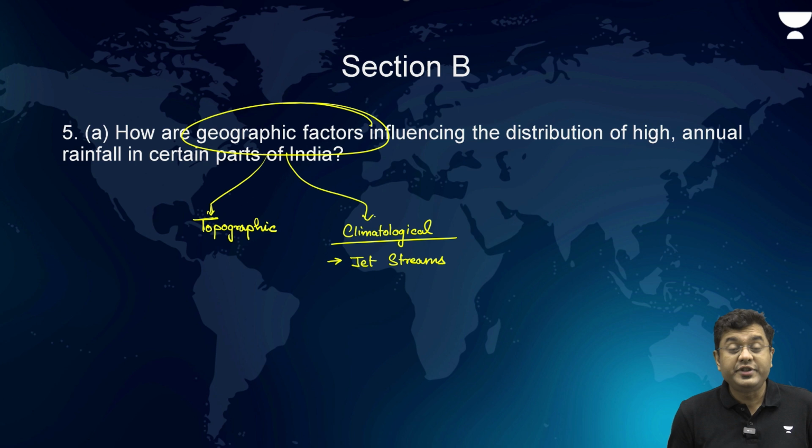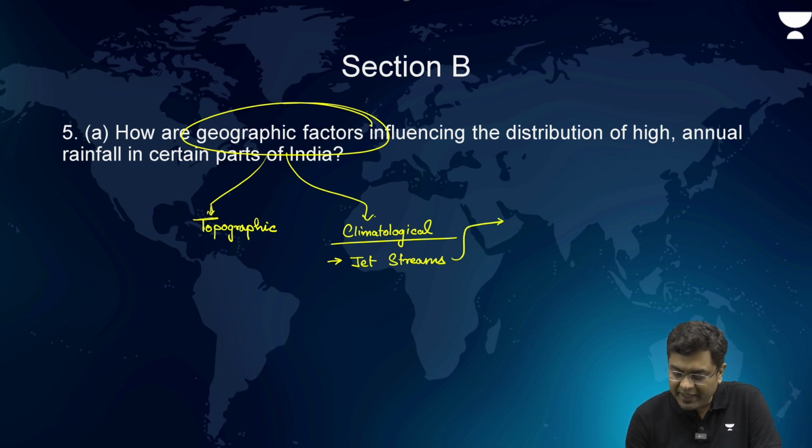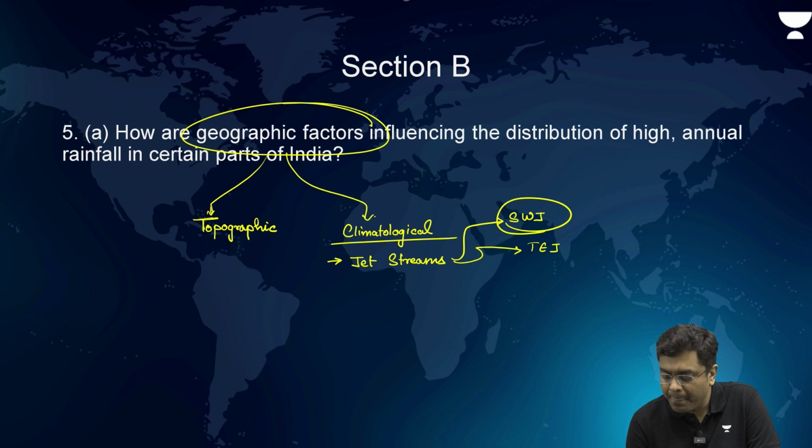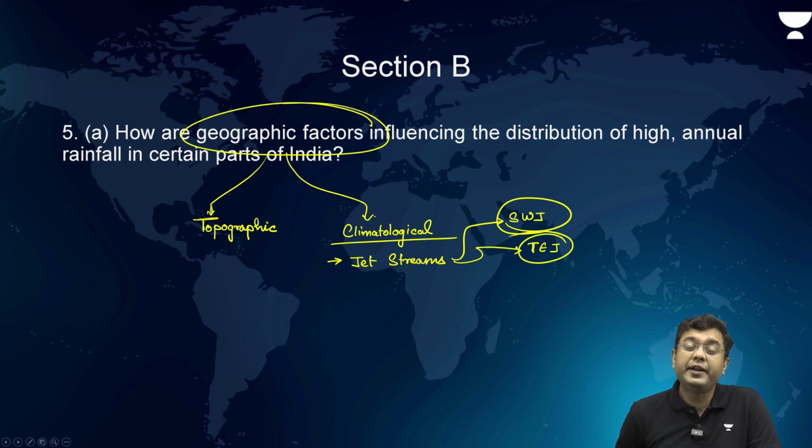Which are those jet streams? Basically the subtropical westerly jet stream, right? The presence and the sudden disappearance of that is responsible for a greater amount of rainfall, and the onset, the burst, of the monsoon is associated with it. Then the tropical easterly jet, that is associated with increased rainfall caused in India.